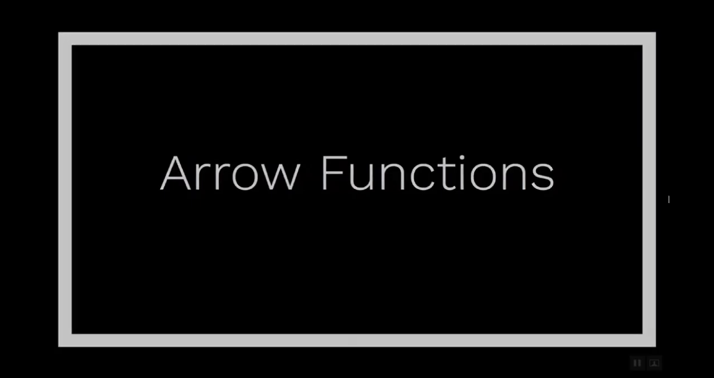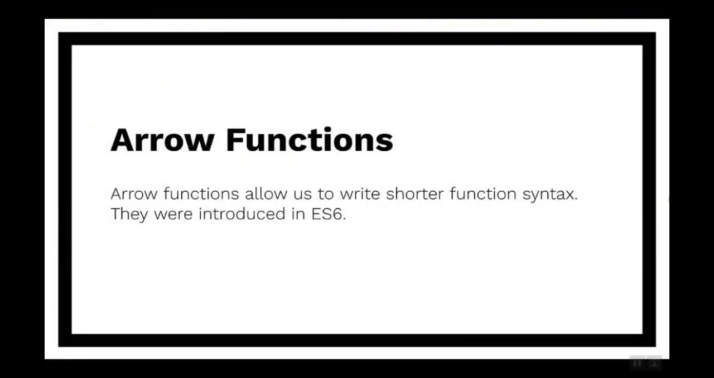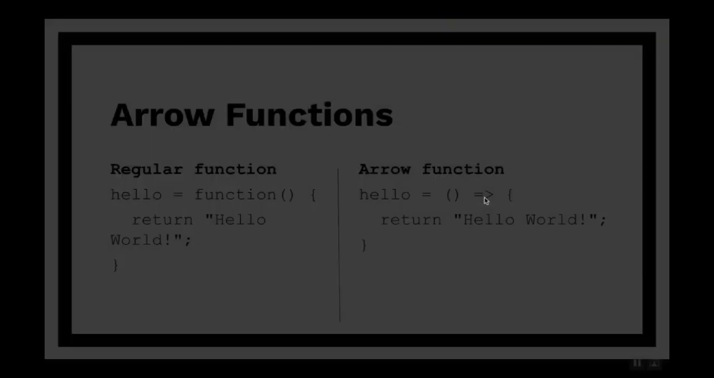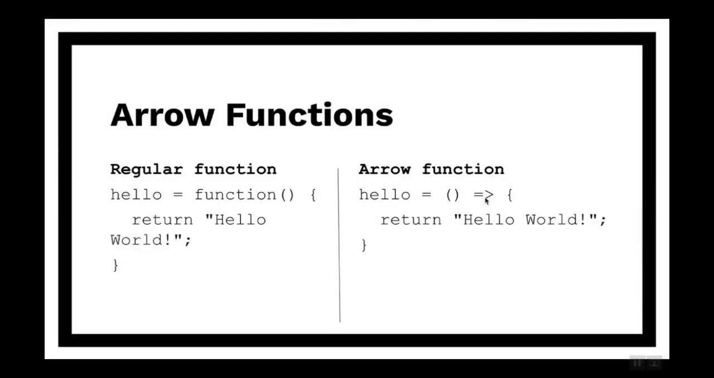So arrow functions. Arrow functions are also known as fat arrow functions. They are new and they were introduced in ECMAScript 6. They allow us to write a much more concise syntax for writing function expressions. They utilize a new token called fat arrow right here, which makes our code much more concise, and they simplify the function scoping.